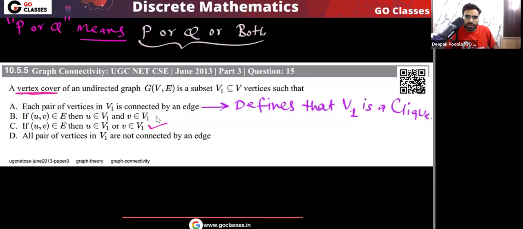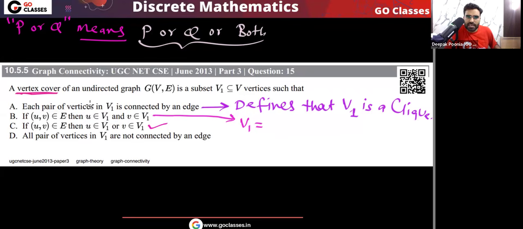What about option B? In option B, what will be V1? Can anyone tell me? Think about it. Pause the video, think about it. In option B, we are saying that if there is an edge between u comma v, then both the endpoints of this edge belong to V1. Means for every edge, whatever edge you take, both the endpoints of that edge will belong to V1. Then what will happen?